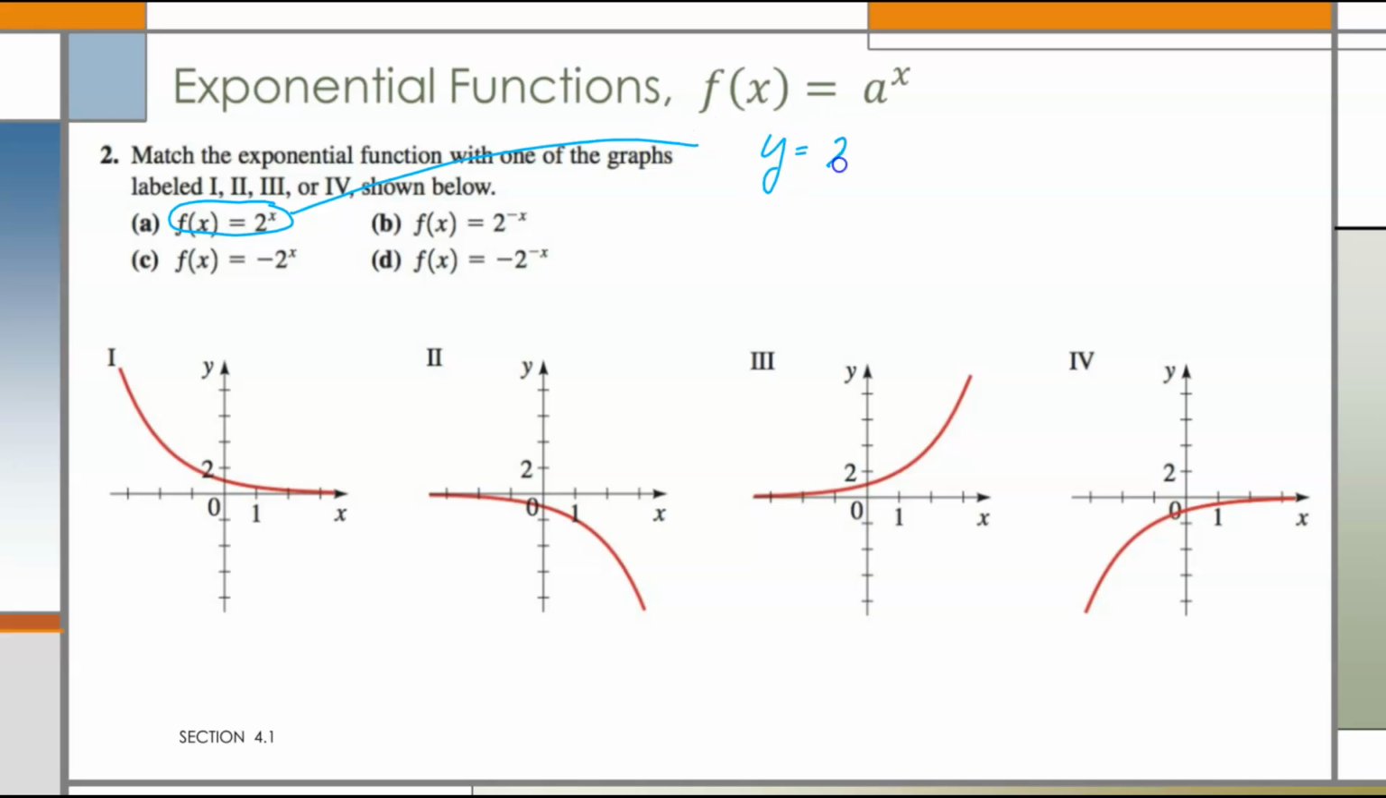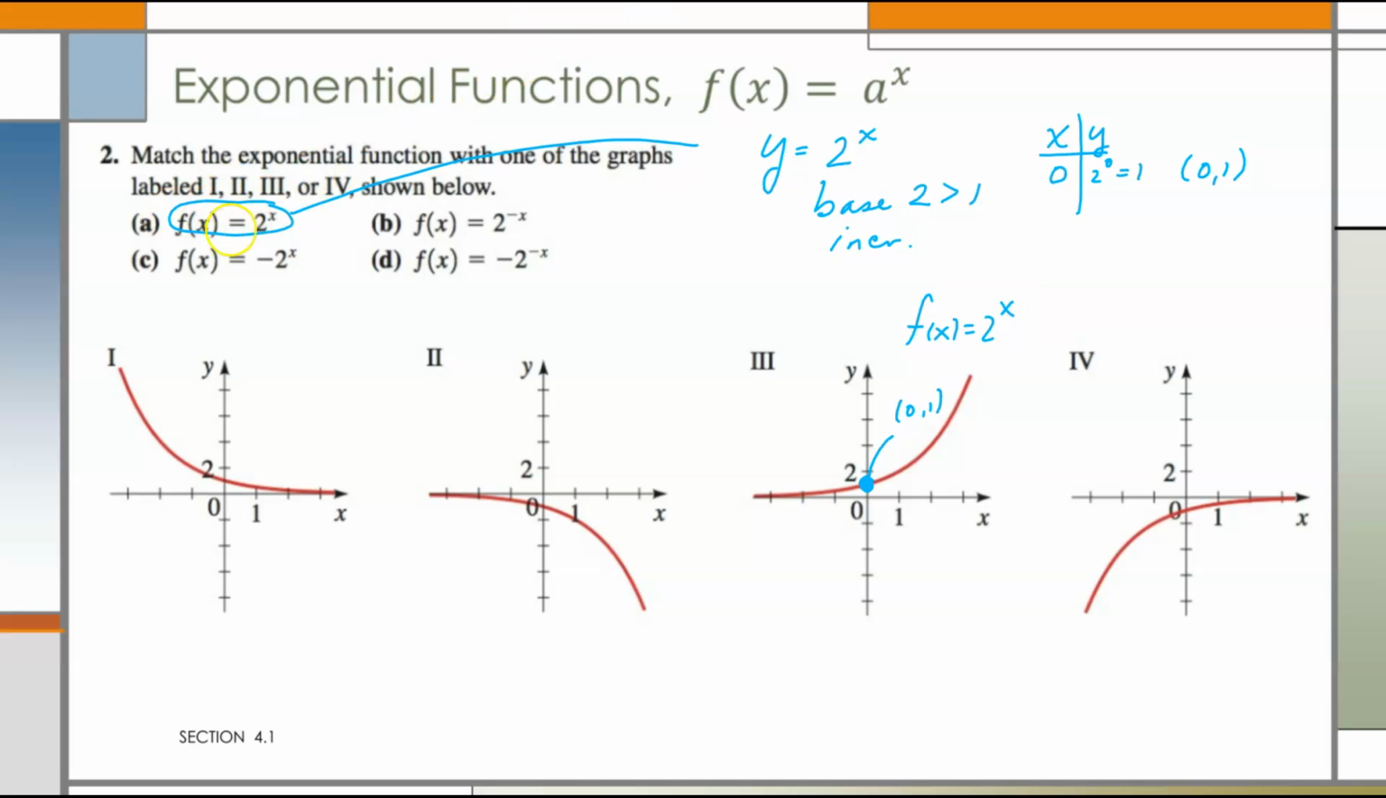f of x, or y, is equal to 2 to the x. What is our base? Base is 2, greater than 1, so we have an increasing graph. If I plug in an x coordinate of, say, 0, 2 to the 0 is going to equal 1. So this graph is going to increase and go through the point 0, 1. That's going to be graph number 3. f of x is equal to 2 to the x power.